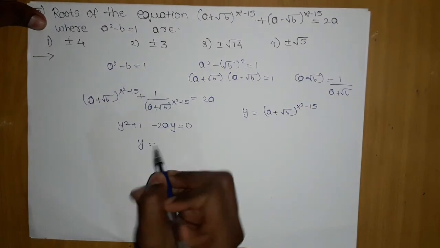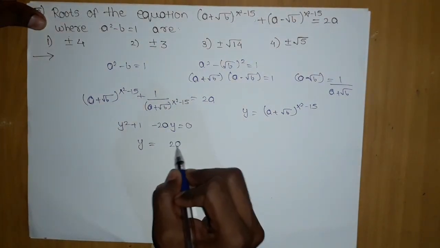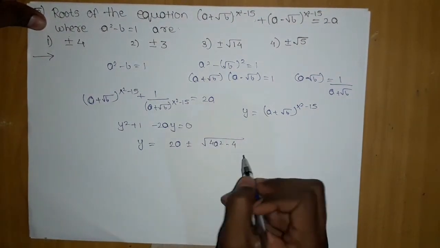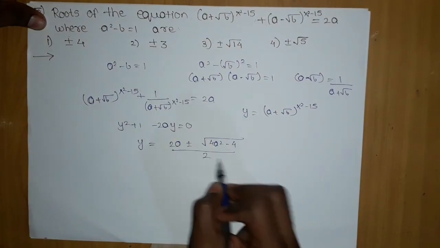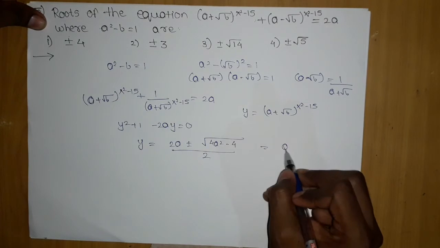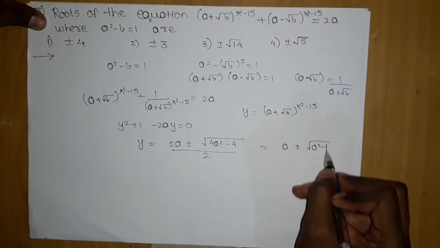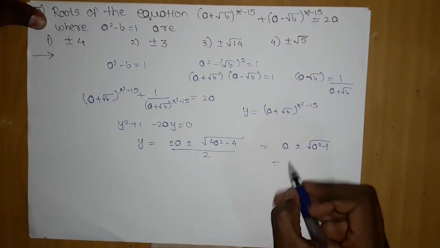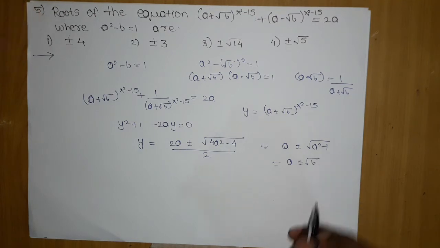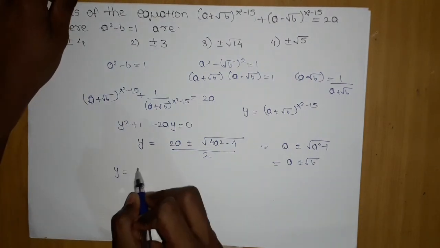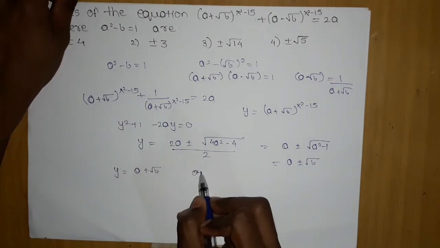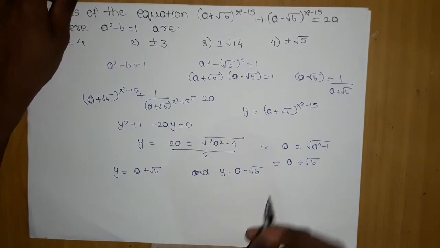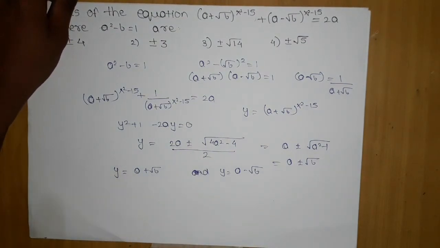Now if I want its root, it will be 2a plus minus root of b square, which is 4a square minus 4ac, which is 4 only, upon 2 into a, which is 1. If I take 2 common, it will be a plus minus root a square minus 1. So we got this. Now you should know a square minus 1 is equal to b. So we have a plus minus root b. Now y is equal to a minus root b and a plus root b, both.